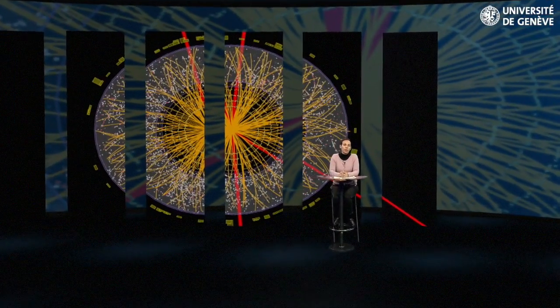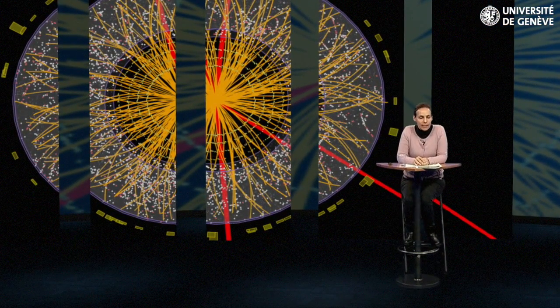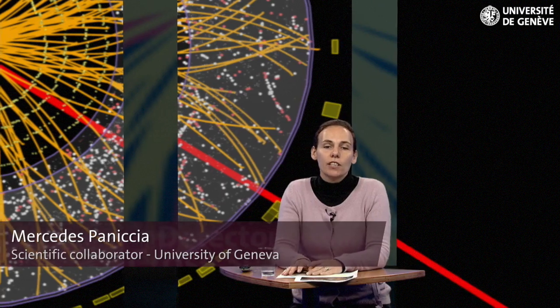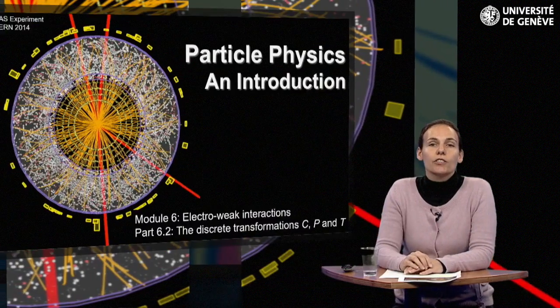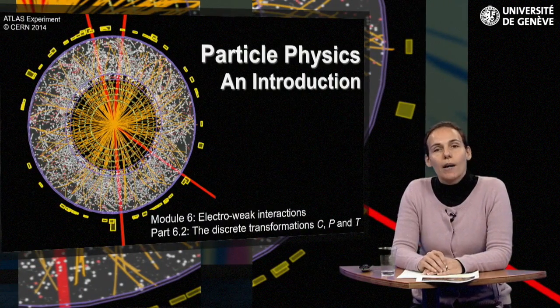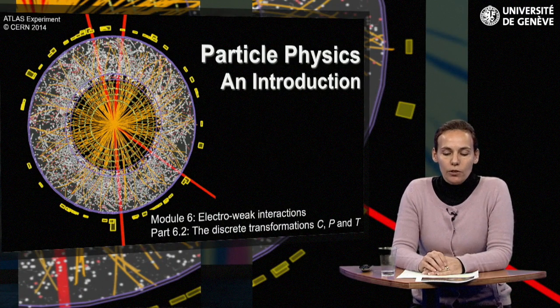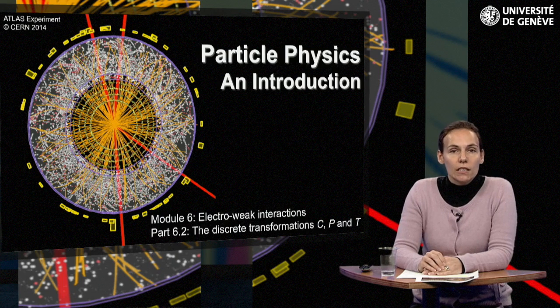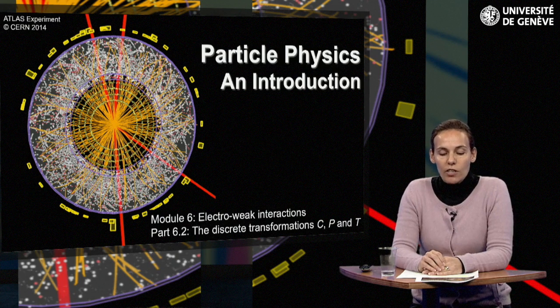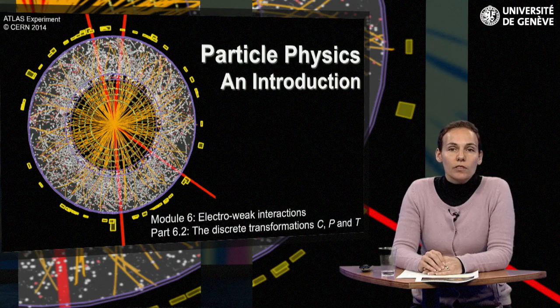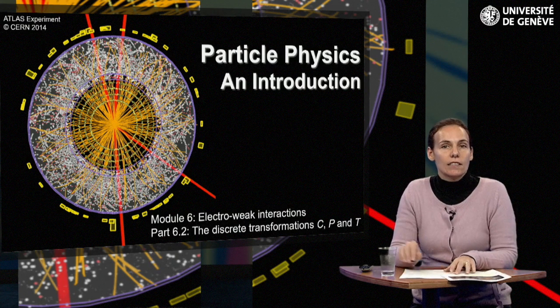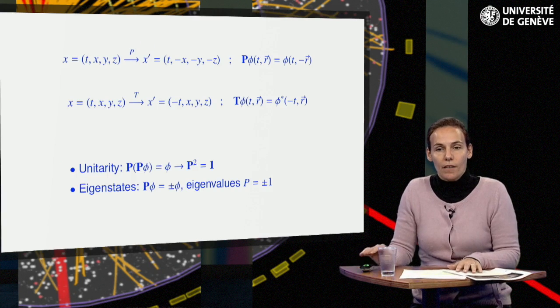In this sixth module, we are discussing weak interactions. In this second video, we introduce the operations of charge conjugation, parity, and time reversal. After following this video, you will know discrete transformations of space-time, which are parity and time reversal, the charge conjugation transformation, which reverses all charges, and the behavior of forces and matter under these transformations.